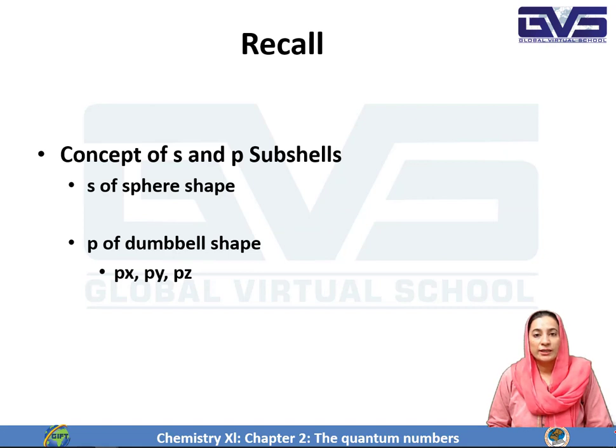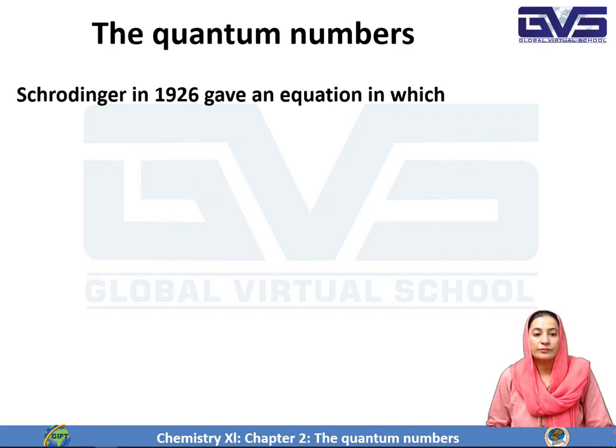Before going into detail, I must recall your previous knowledge from 9th or 10th. You will be quite familiar with the concept of S and P subshells. S is of spherical shape and P is of dumbbell shape, and further P has 3 orbitals, that are Px, Py and Pz, due to their orientation in space along the x-axis, y-axis and z-axis. In this topic we will discuss more about the subshells and the orbitals to describe the position of the electron in an atom.